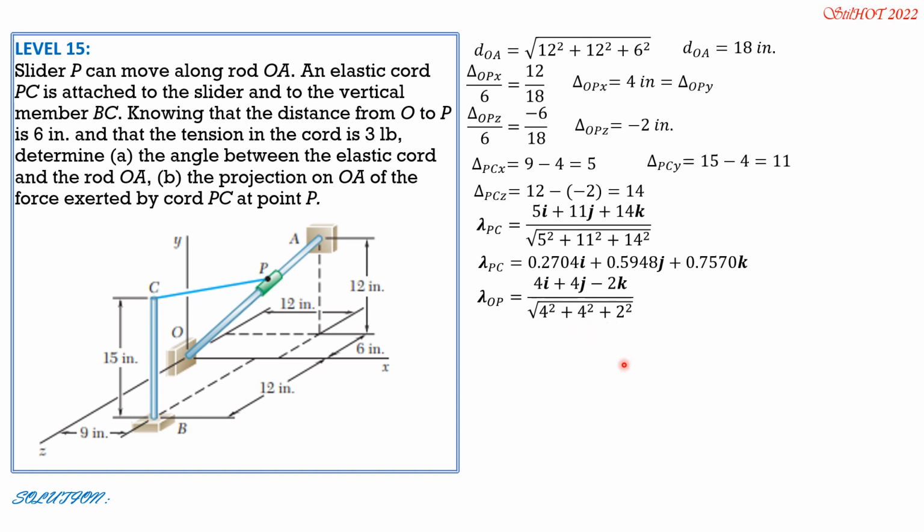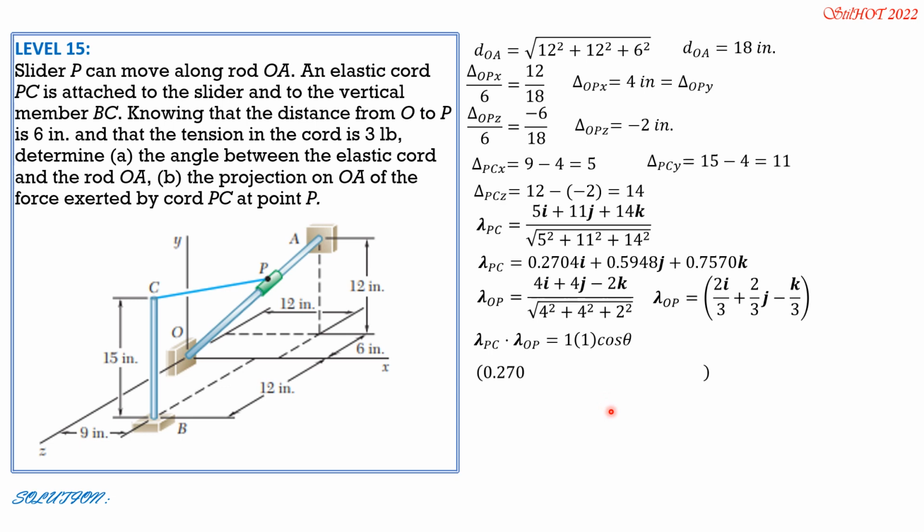plus 2 squared. So remember, square root of 4 squared plus 4 squared plus 2 squared is 6. So 4 over 6 is 2/3 I plus 2/3 J minus 1/3 K. Then obtain the dot product to compute the angle between them. Lambda of PC dot lambda of OP is magnitude of lambda PC, which is 1, times magnitude of lambda of OP, 1, times cosine of the angle between them, application of dot product.